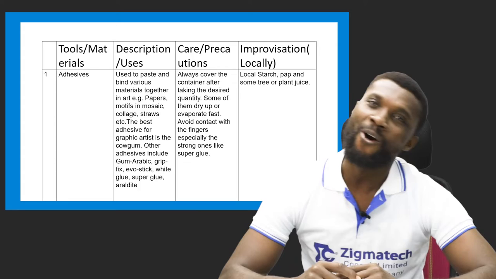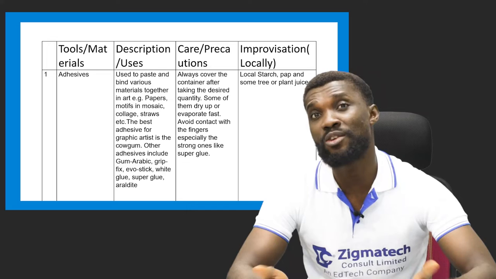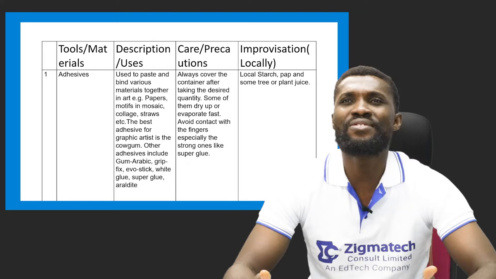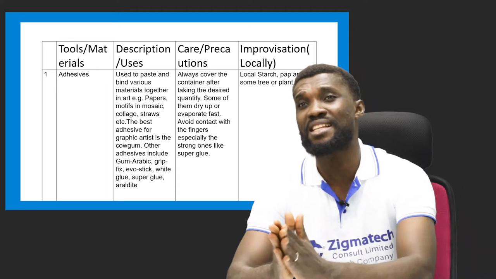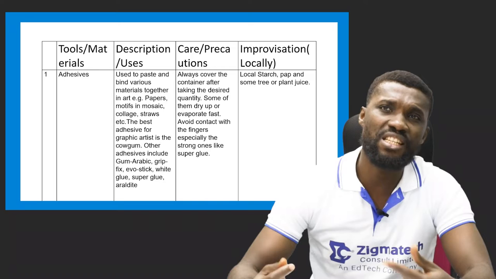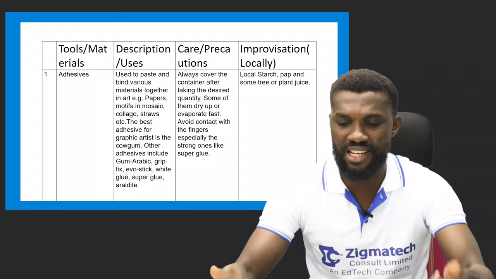So the first material we're going to look at today is known as the adhesive. Popularly, you call it gum. So what is adhesive? Adhesives are used as glue, to gum things together, to join things together. For example, we have the paste, and they bind various materials together in art. Examples are papers, motifs in mosaic, collage, straws, etc. We use this adhesive to glue them together.